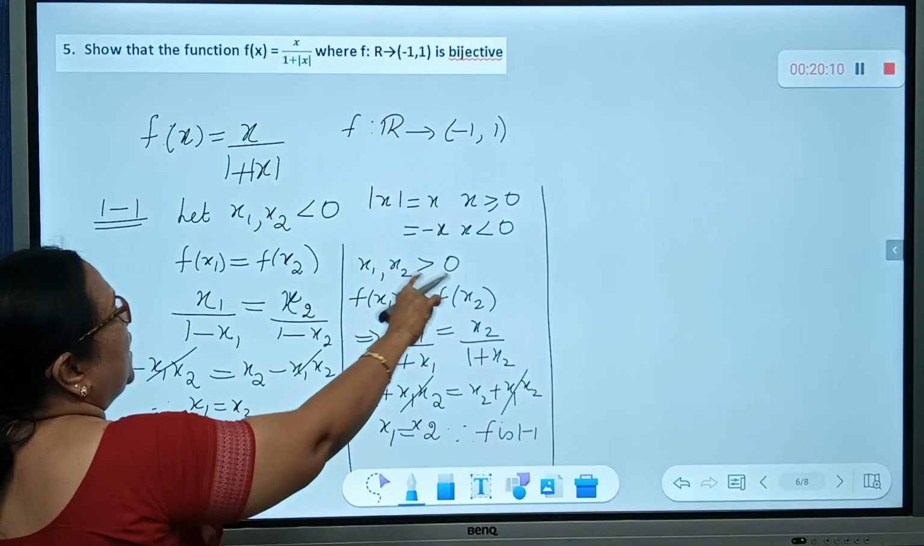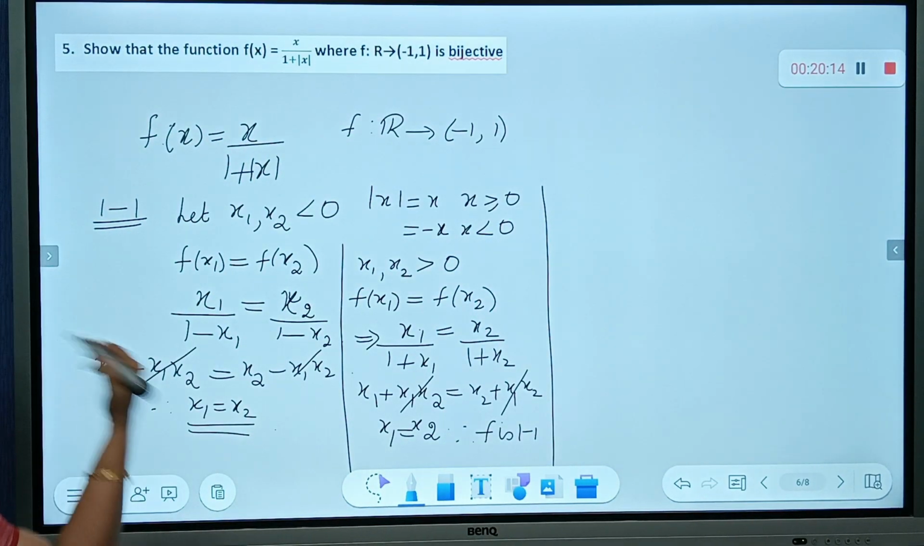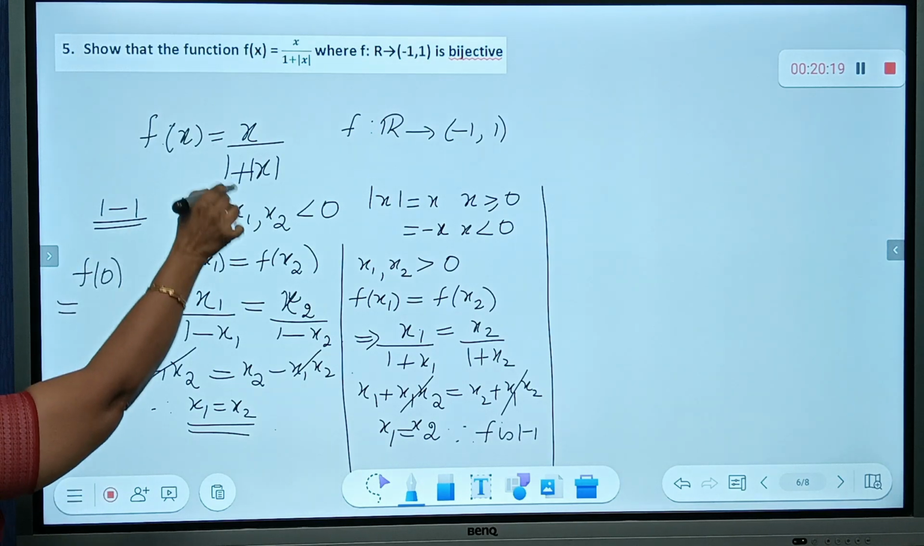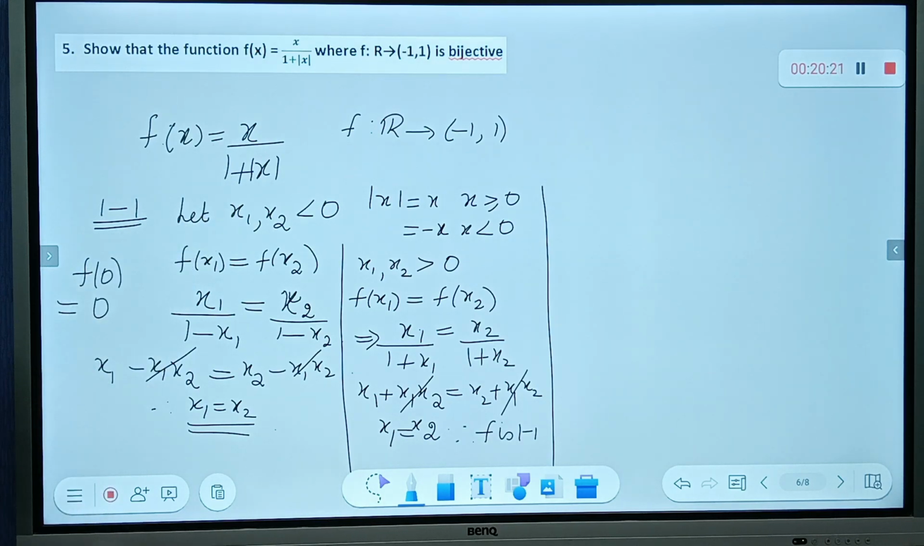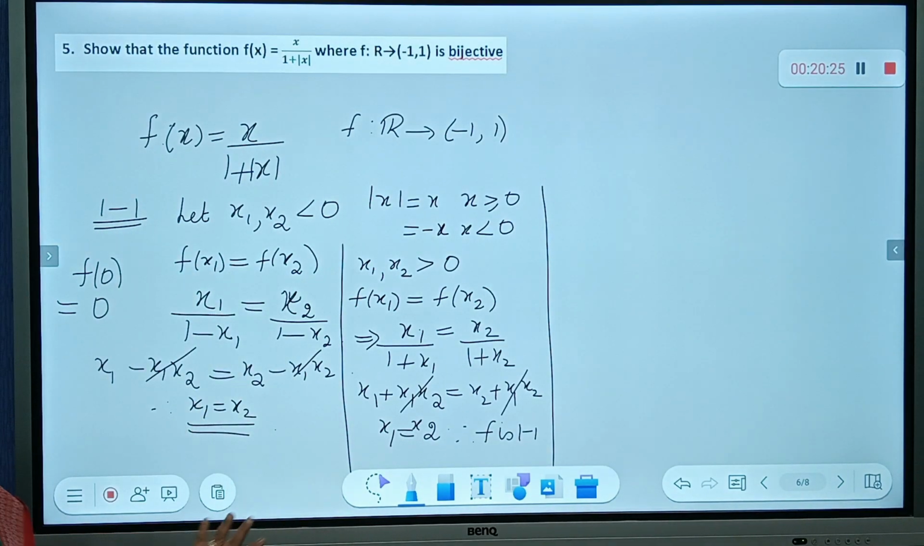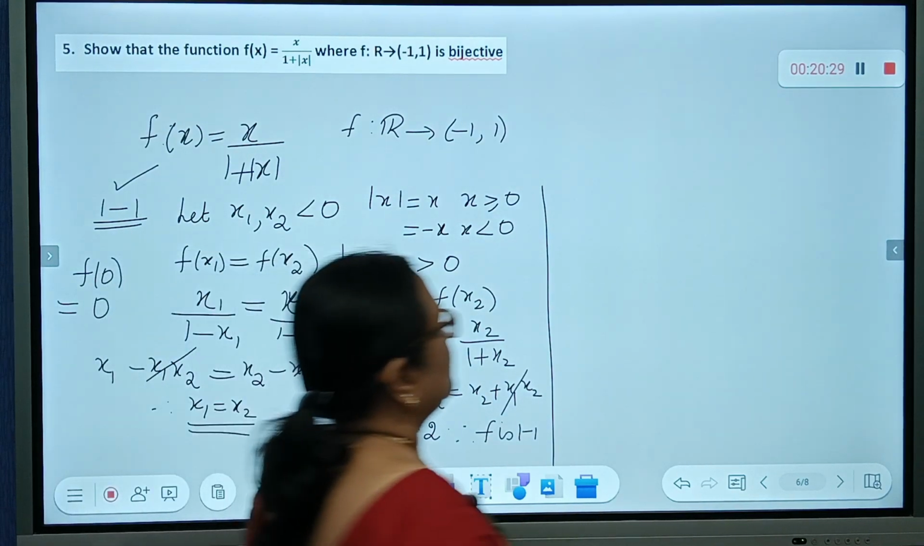So I have taken strictly greater and strictly less than 0. What about if x itself is 0? f of 0 will be what? 0 by 1, which is 0. Because modulus of 0 is 0. So we have covered all the cases. Therefore, f is 1 to 1. What about onto?